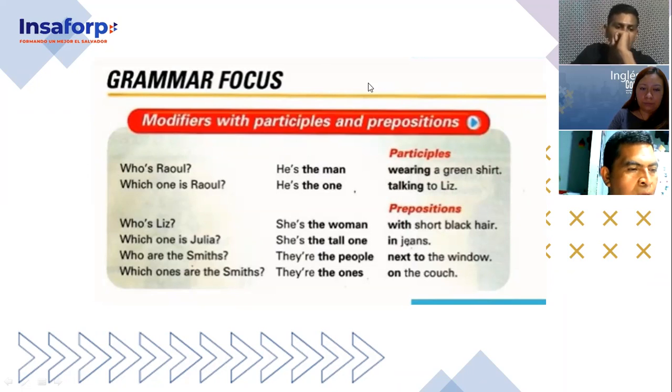De nuevo, please, el número 1. Who is Raúl? Which one is Raúl? Okay, thank you. Tengamos en cuenta que hasta aquí solo están preguntando. Veamos.